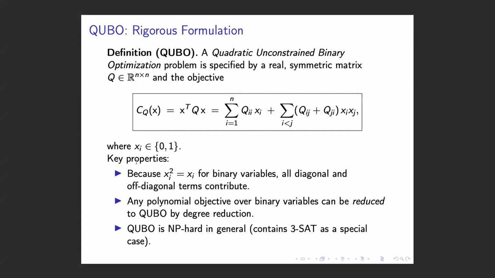So it's a quadratic unconstrained binary optimization problem. And there are quite many types of these problems. The nice thing is that x of i squared is equal to x of i for binary variables. And all diagonal and off-diagonal terms then contribute. And any polynomial objective of binary variables can be reduced to this kind of QUBO, a quadratic unconstrained binary optimization problem, by degree reduction. So in general, this is considered as an NP-hard problem.